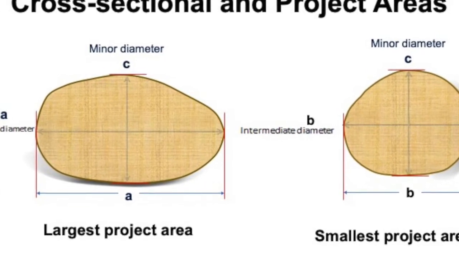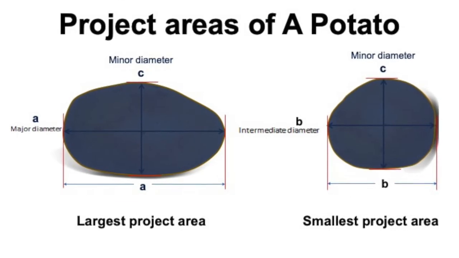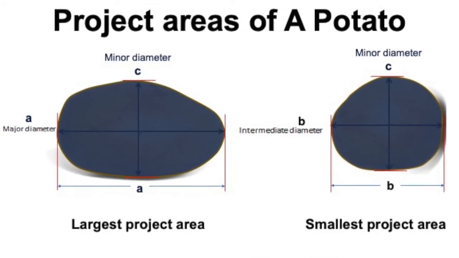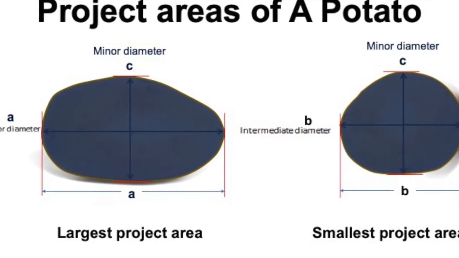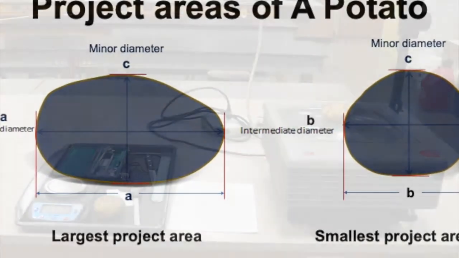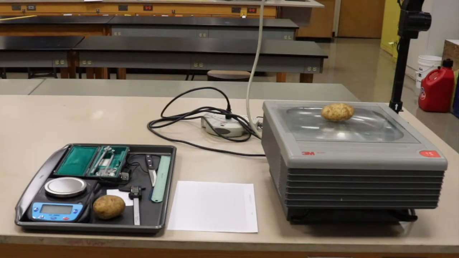In this video, we will learn how to use different methods to determine the area of irregular shapes, such as potato project area and surface area. The tools and equipment needed for the measurement include calipers, overhead projector, rulers, engineering graph papers, labeling tape, planimeter, knife, paper towels, sample trays, and so on.